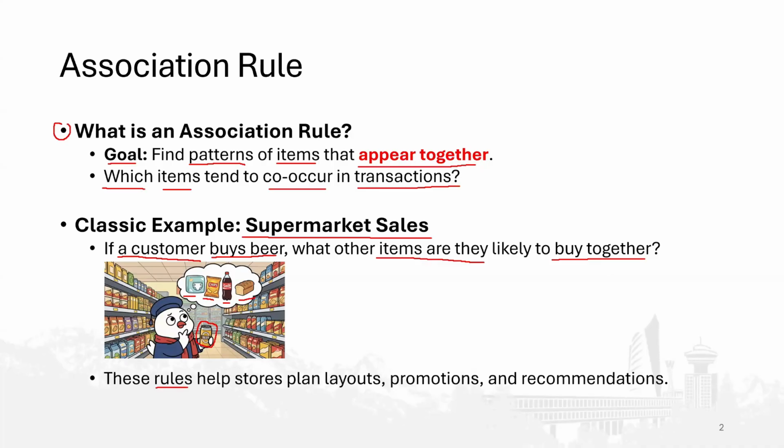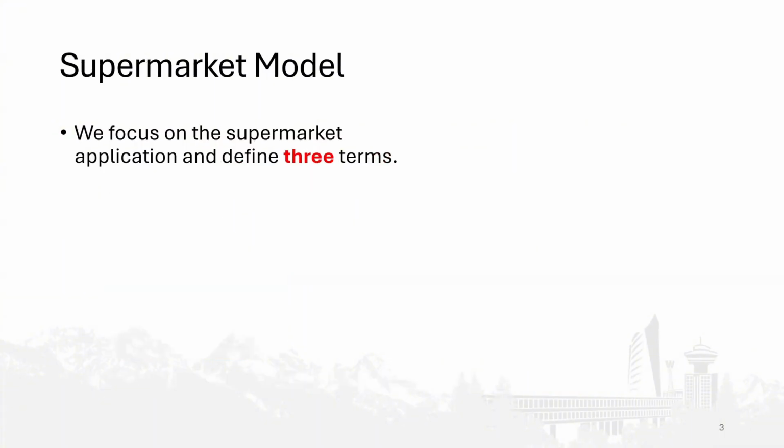These rules are very helpful because they can help stores plan their layouts, their promotion plans, and also plan recommendations for their customers. This can help them increase their sales and their profits. In our class, we will focus on the supermarket model. In the supermarket application, we need to define several terms that will be useful.